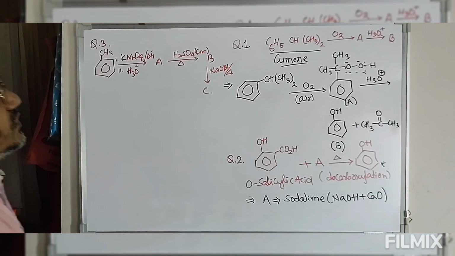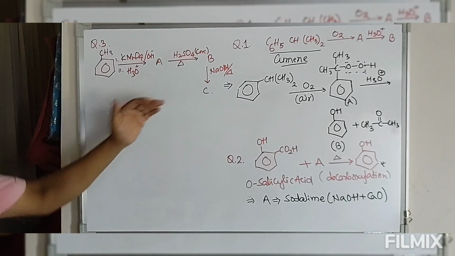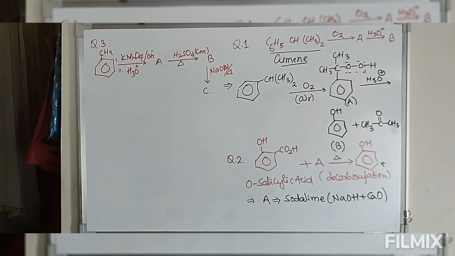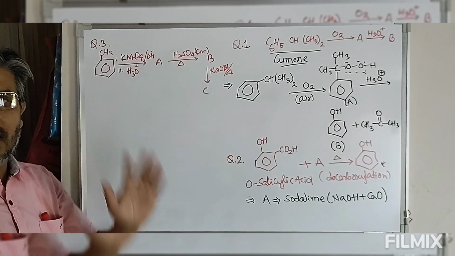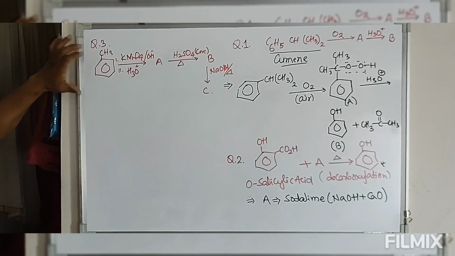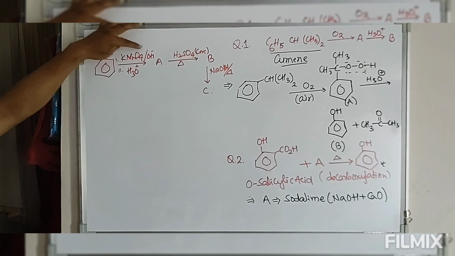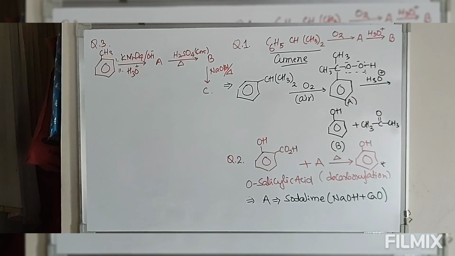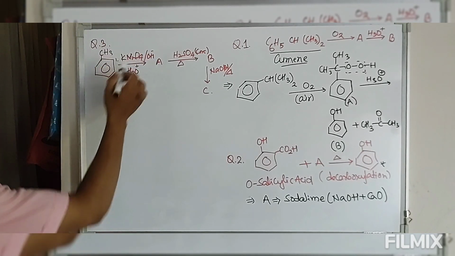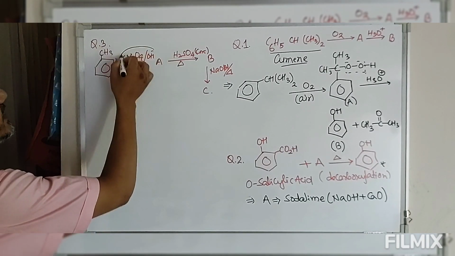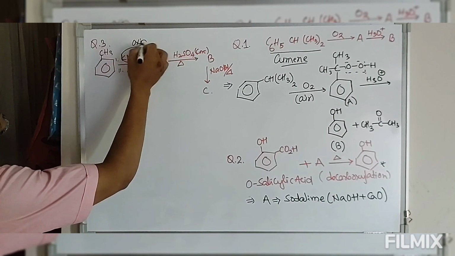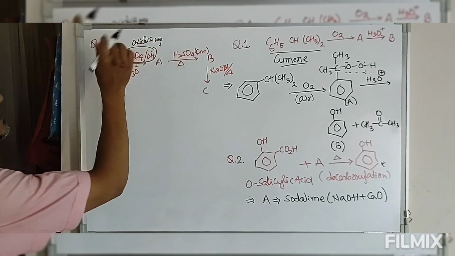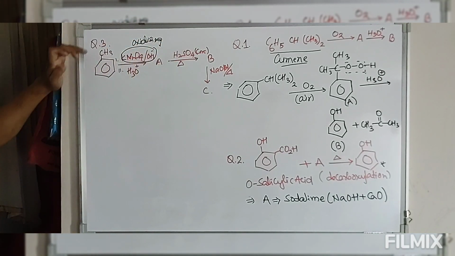In the next problem, we have a sequence of reactions and the reagents are also given to you. Starting compound is given. We have to find the intermediate compounds formed, that is A, B and C. Now look at this. Our starting compound is toluene. Toluene reacts with alkaline KMnO4 followed by acidification gives you compound A. Now we know KMnO4 is a very strong oxidizing agent, and the starting compound is benzene containing a side chain, that is methyl.